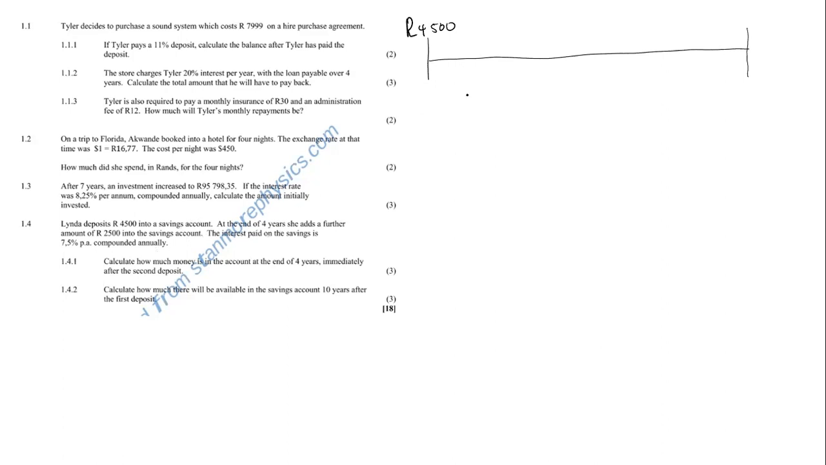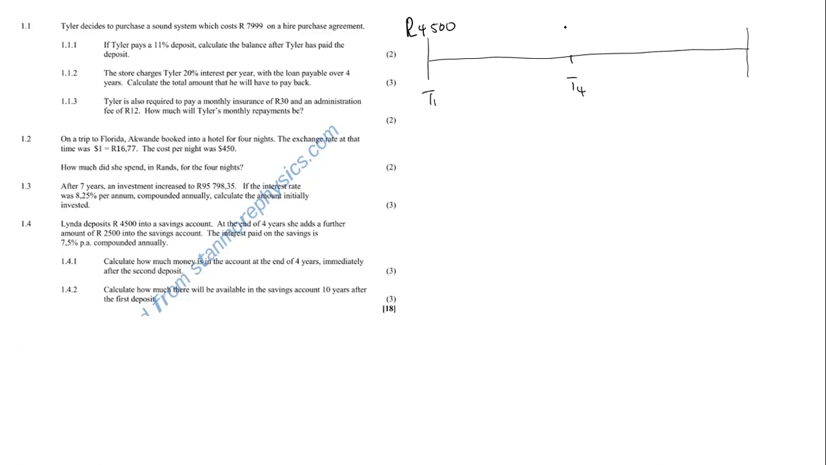At the end of 4 years, from here, I can say T1 is fine to T4. So after 4 years, at the end of 4 years, she adds a further amount of 2,500 into the account. After 4 years, Linda comes again. Obviously, this money, 4,500, has been in a bank for 4 years, and it was busy earning interest while this amount was in the bank.